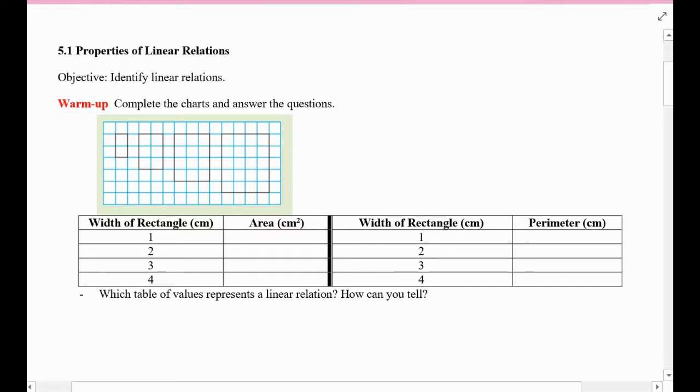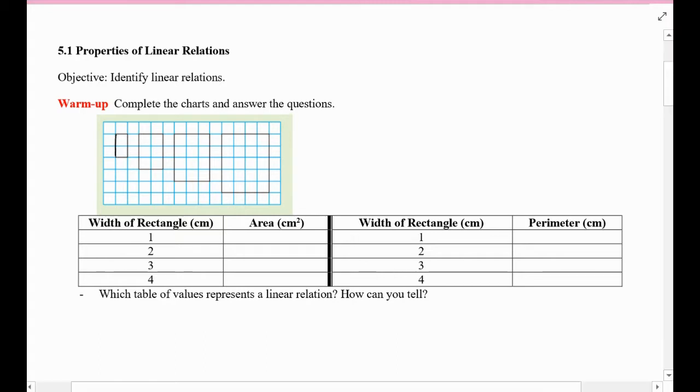Today we're going to learn properties of linear relations. So we're going to learn how to identify linear relations. All right. So look at the warm-up question. Complete the charts and answer the questions.